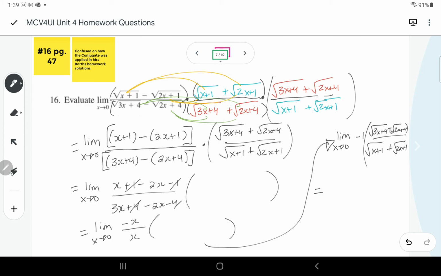And then we can actually sub in x equals 0. So I have negative 1 times the square root of 3 times 0 plus 4 plus the square root of 2 times 0 plus 4 over root 0 plus 1 plus root 0 plus 1. So in here, 3 times 0 is 0, plus 4 is 4, square rooted is 2. So on top I have 2 plus 2. On the bottom I have 1 and 1. So that all together gives you negative 2.